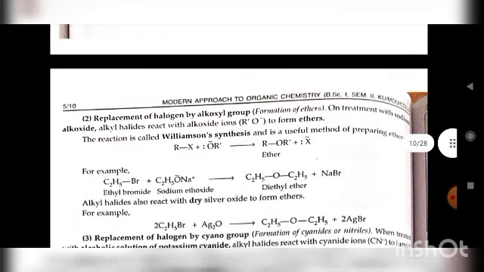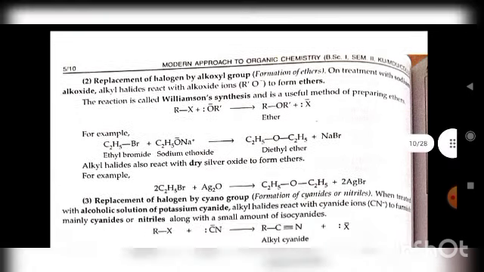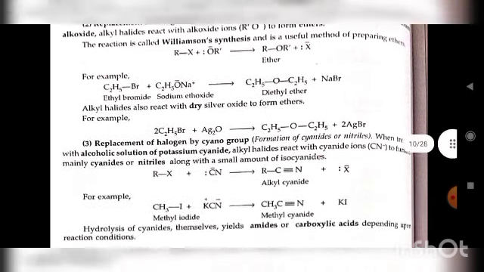Replacement of halogens by alkoxy group. On treatment with sodium alkoxide, alkyl halides react with alkoxide ions to form ethers. The reaction is called Williamson synthesis and is a useful method for preparing ethers. RX plus OR negative gives ether and X negative. For example, ethyl bromide with sodium methoxide gives ethyl methyl ether and sodium bromide. Alkyl halides also react with dry silver oxide to form ethers. For example, C2H5Br plus Ag2O gives C2H5OC2H5 plus AgBr.